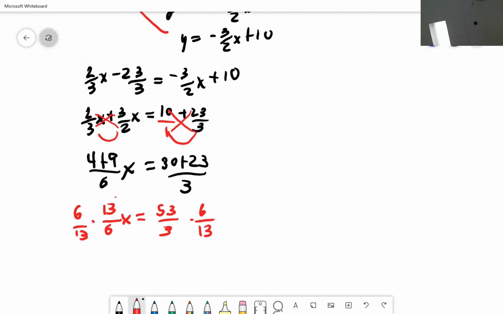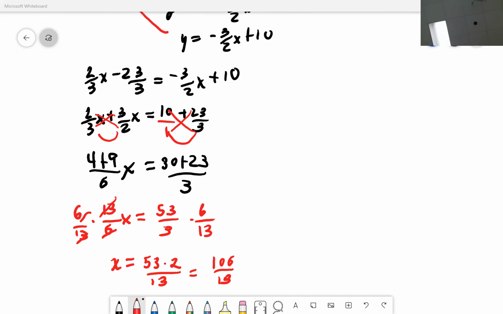And now this cancels, obviously. So your x equals, well, that's 53 times 2 divided by 13, which is 106 divided by 13. And 106 divided by 13 equals 8.15, but I'm gonna leave it like that. It doesn't reduce nicely, so we'll leave it like that. Is that what you guys got?